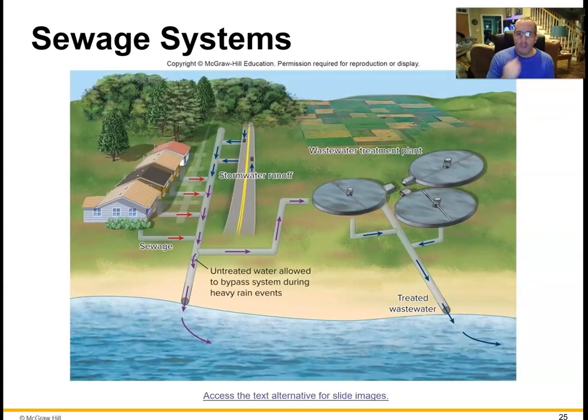So sometimes you'll have a sewage system that's local. If you have a community out in the country, these are actually really rare. You don't see these a lot, but sometimes you'll see a very small-scale sewage treatment plant.